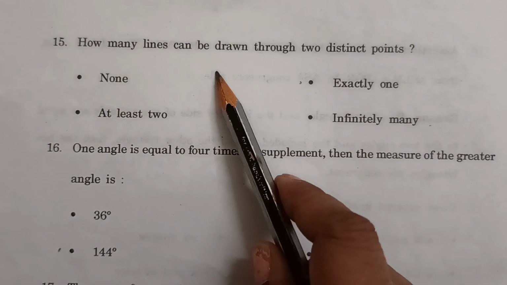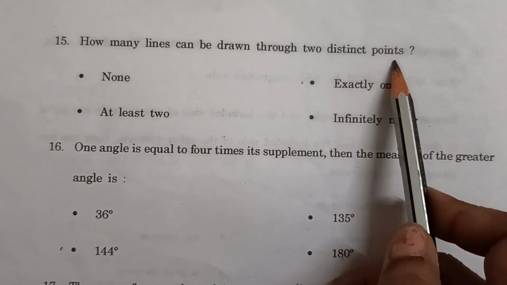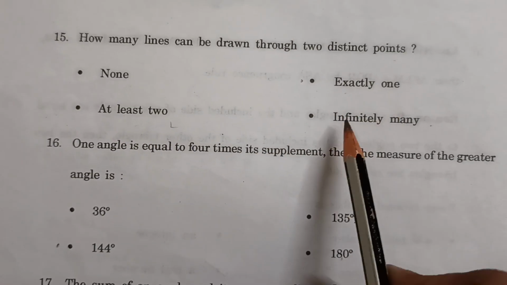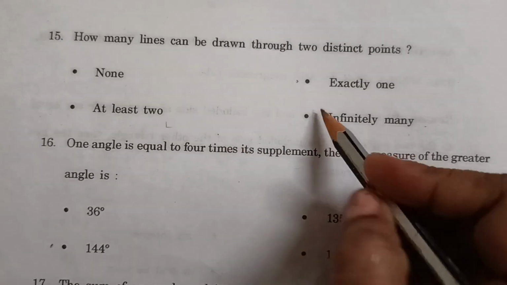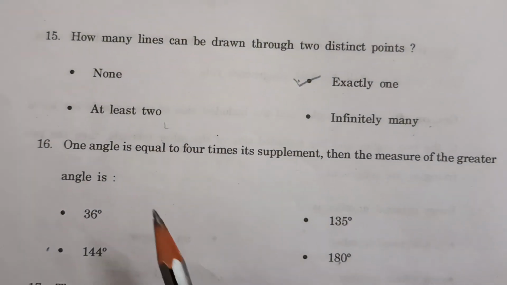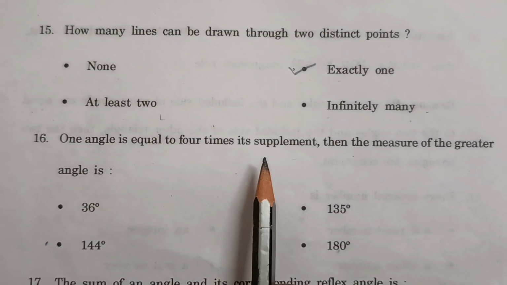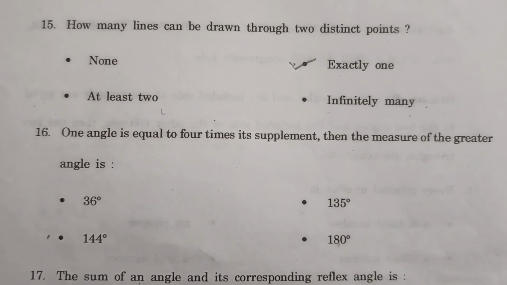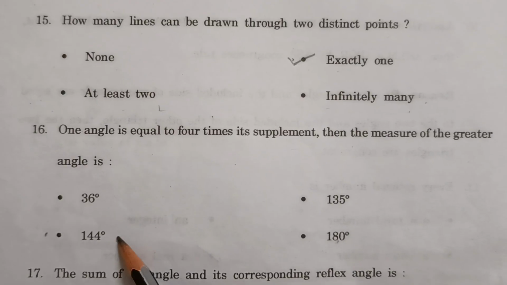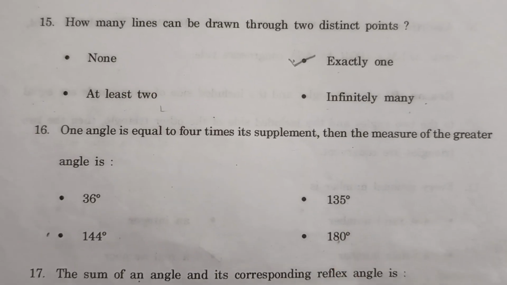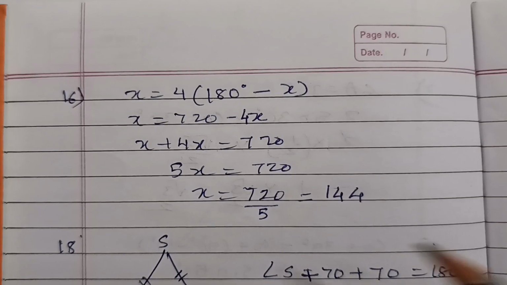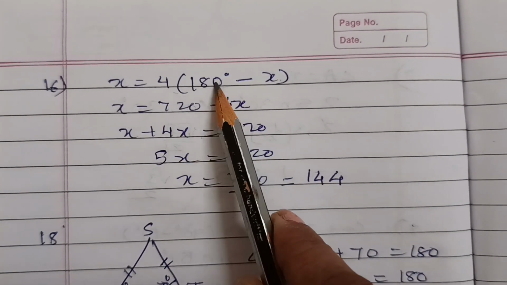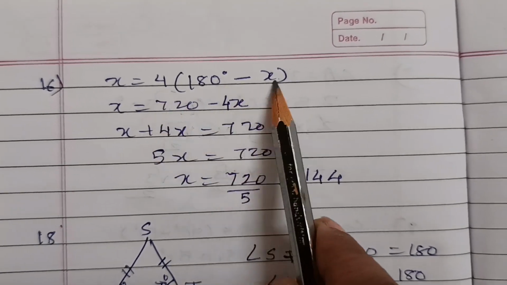Question number 15. How many lines can be drawn through two distinct points? Options are none, at least two, exactly one, and infinitely many. And the correct option is exactly one. Question number 16. One angle is equal to 4 times its supplement. Then the measure of the greater angle is. Options are 36 degree, 144 degree, 135 degree and 180 degree. So x is equal to 4 into bracket 180 minus x. So 4 into 180 is 720. 4 into x is 4x.